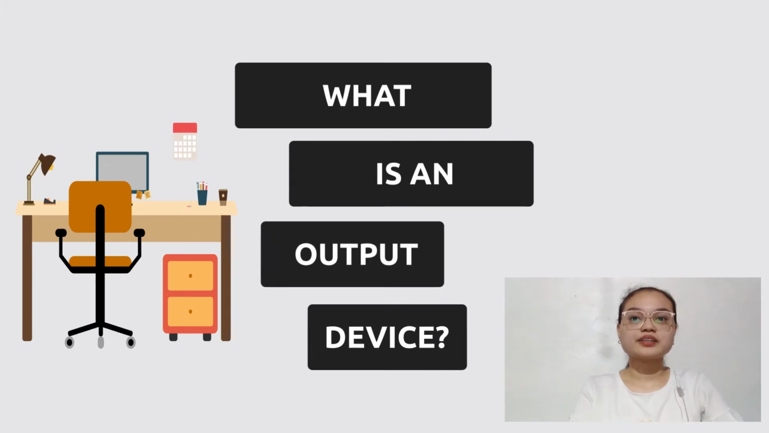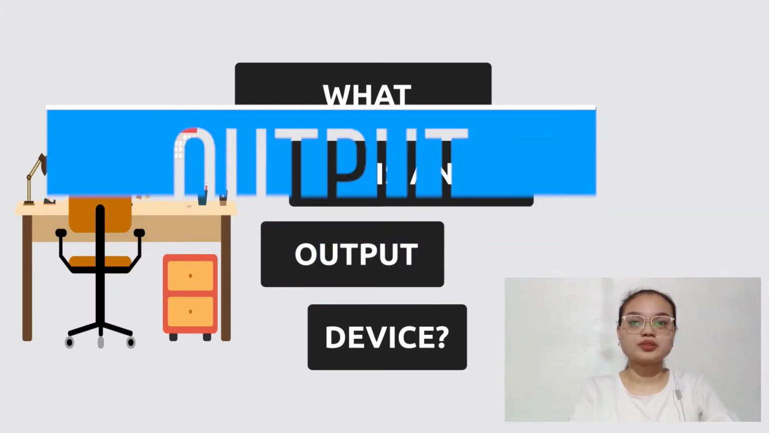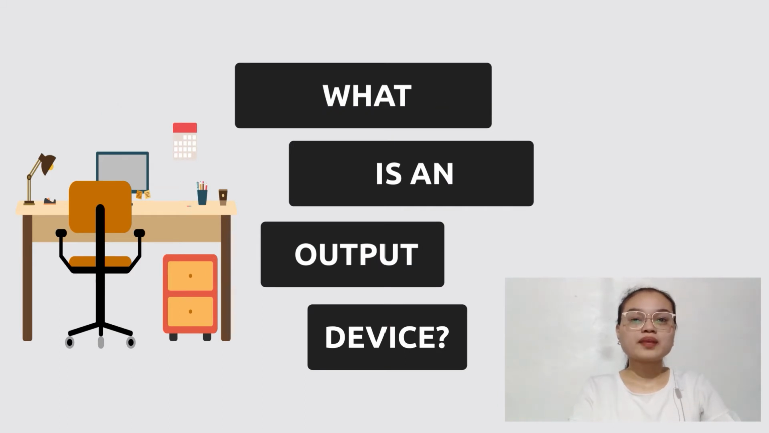Output devices are hardware components which are used to display or print the processed information. That form may be audio, visual, textual, or hard copies such as a printed document.